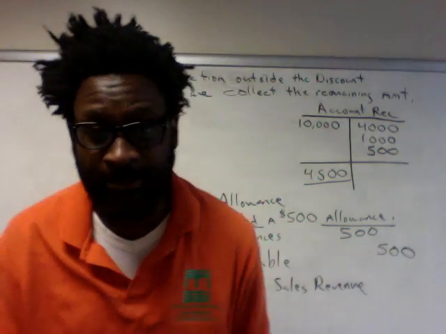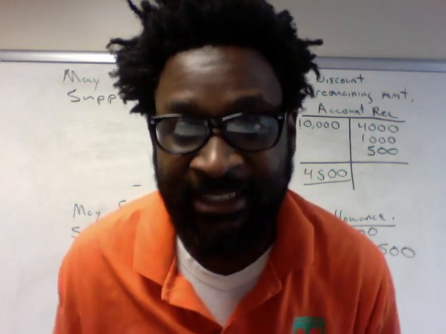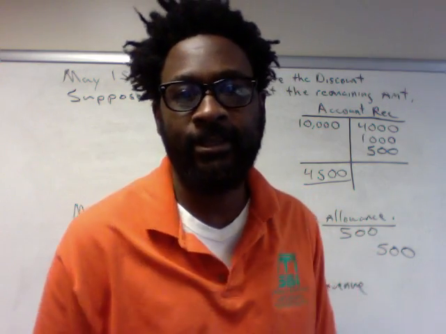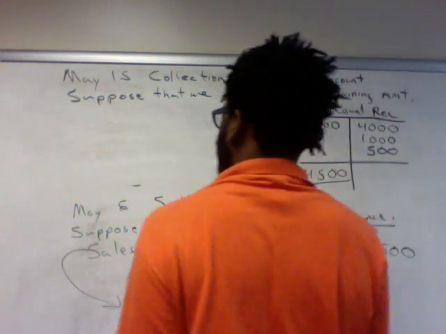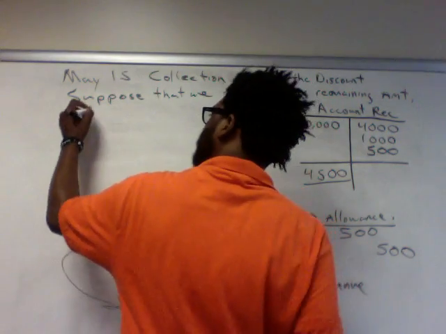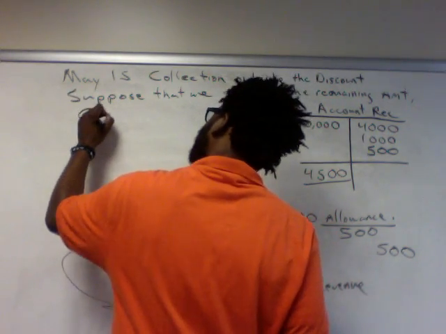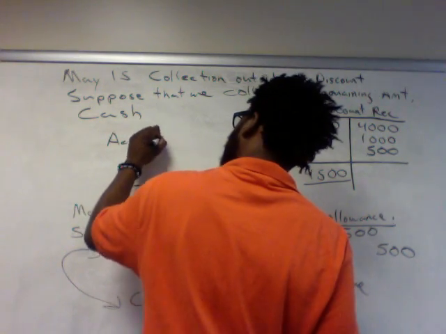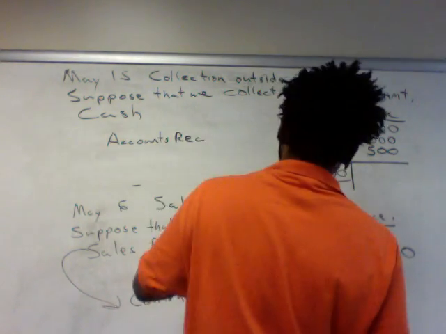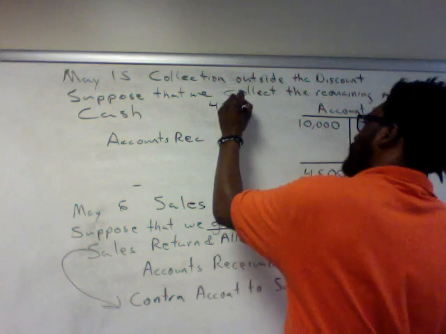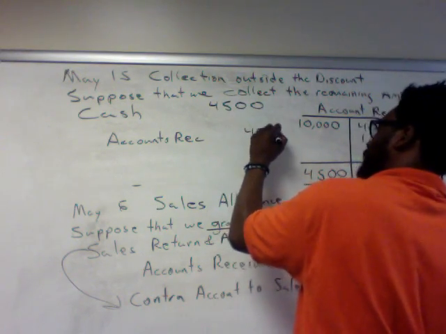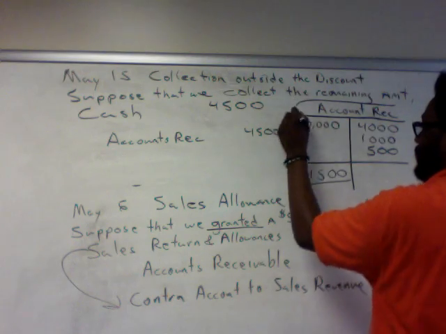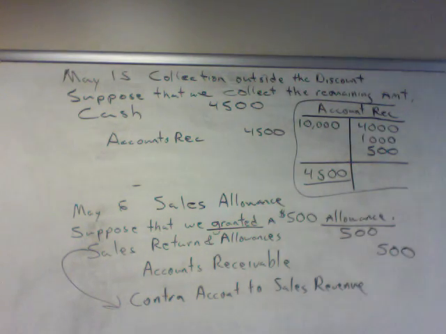Okay? So how are we going to journalize this? This is outside the discount terms. So will we extend them a sales discount? No, outside the discount terms. So we're going to record this like a normal collection on the account. We're going to debit what? Cash. Credit what? Accounts receivable. For how much? $4,500.